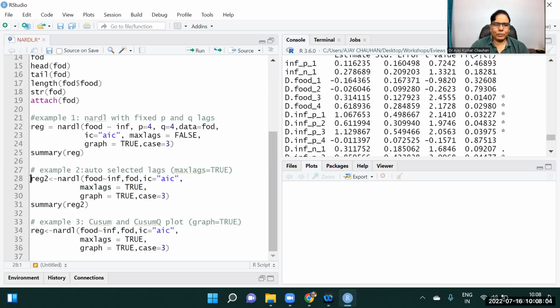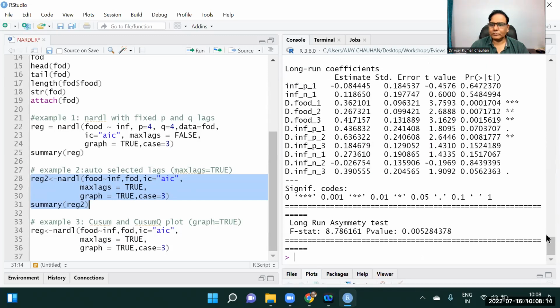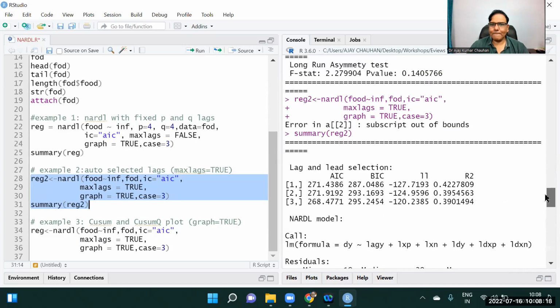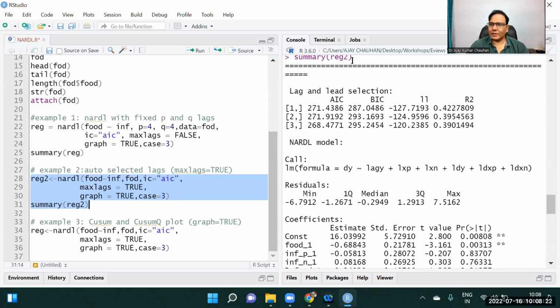So now I am going to run regression model 2, where lags are selected by the software. So let's run it. And let me show you the results. Yeah. So summary regression 2. The software is selecting lag 3.